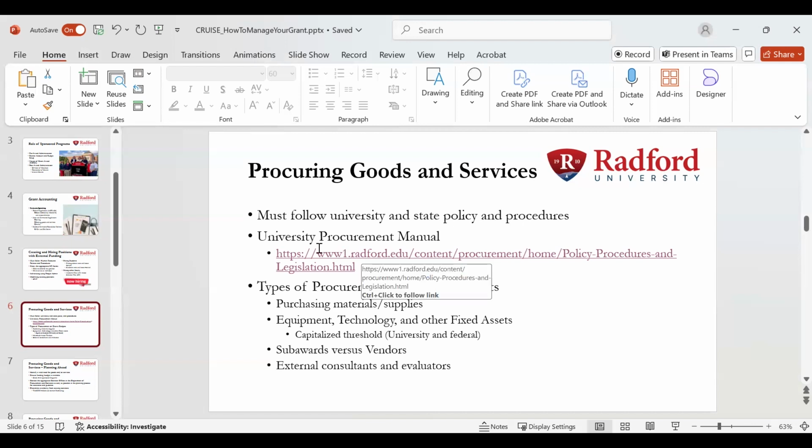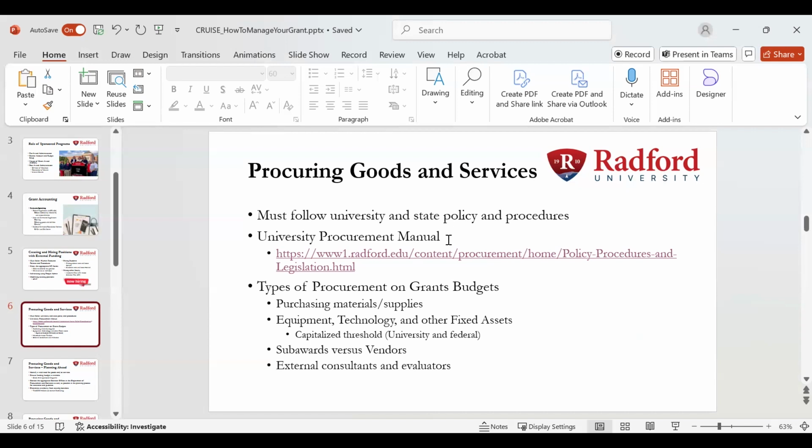This link is the university's procurement manual, which the folks over in purchasing do a good job keeping up to date and in conformance with state regs. If you click on that link, it'll give you a series of their policies and procedures, including the procurement manual that you can look at. It's rich in information on how to procure things and what the thresholds are, like small purchases versus large purchases, outsourcing, bidding versus sole source. It's good information that's out there.